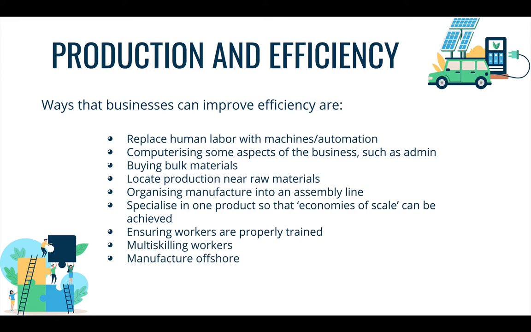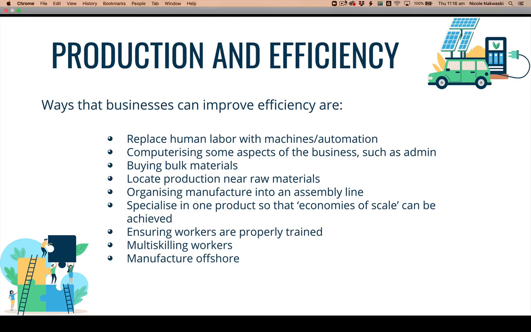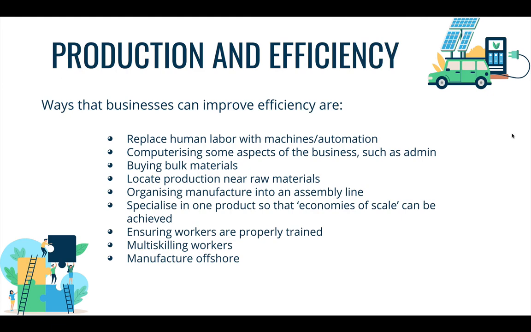In terms of being able to reduce the cost of producing items, organizing my manufacturing into an assembly line means I'm usually more organized and have less waste, and I really harness organization in terms of assembly, which means I can usually reduce the cost. The other concept that you need to understand is economies of scale. Economies of scale really involves the specialization in one product.